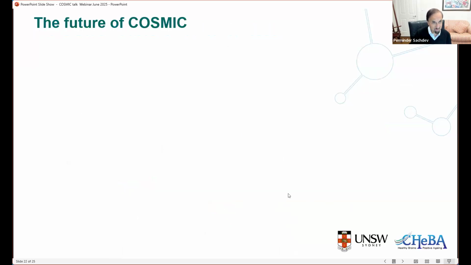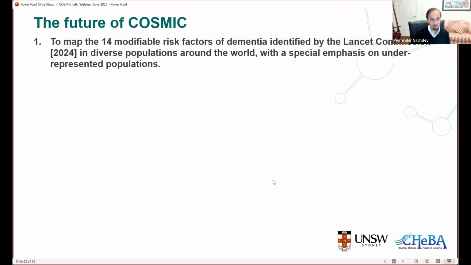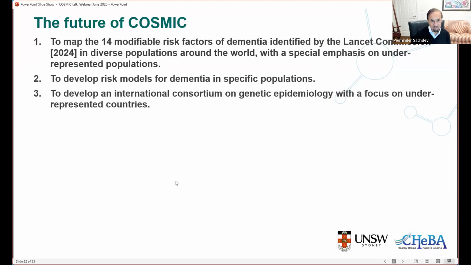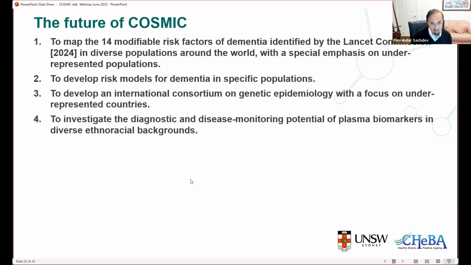Now, what is the future of COSMIC? We want to map the four modifiable risk factors of dementia, and of course, other risk factors that have not had enough data collected so far across different populations around the world. That's the objective: to develop risk models for dementia, something that is already happening. We want to develop a consortium of genetic epidemiology. There is already a work group on this to investigate diagnostic and disease monitoring potential plasma biomarkers in different ethno-racial groups. And this is an area that is now developing gradually.